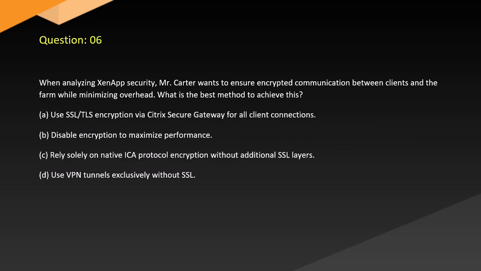Question 6. When analyzing XenApp security, Istacata wants to ensure encrypted communication between clients and the farm while minimizing overhead. What is the best method to achieve this? A. SSL encryption via Citrix Secure Gateway for all client connections. B. Disable encryption to maximize performance. C. Rely solely on native ICA protocol encryption without additional SSL layers. D. VPN tunnels exclusively with SSL.